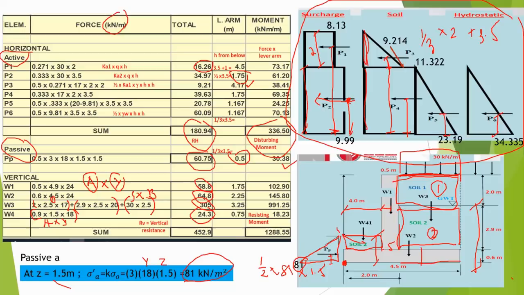You get 1.75. So, 1.5 plus 0.25, you get 1.75. Settle. And then, how about W2? W2 is the same. What is this width? This width is 4.5, divided by 2. You get the midpoint. So you get this here, 2.25. Settle.